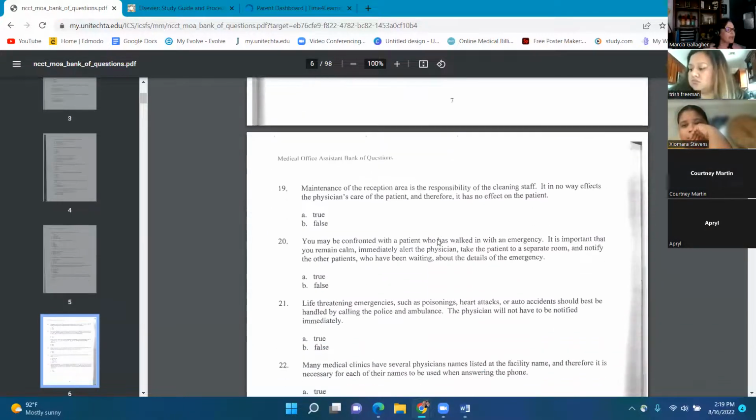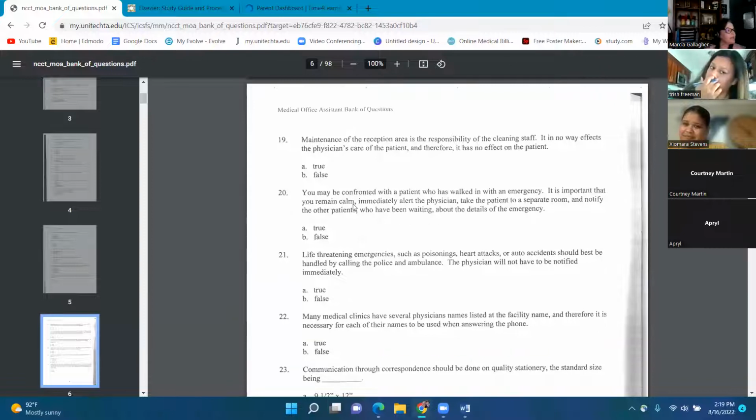All right, so number 19. Maintenance of the reception area is the responsibility of the cleaning staff. It in no way affects the physician's care of the patient, and therefore it has no effect on the patient. False. That is false. How many times have you gone into the pediatrician's office and it looks like a cyclone went through it? I have. It does affect the patient.